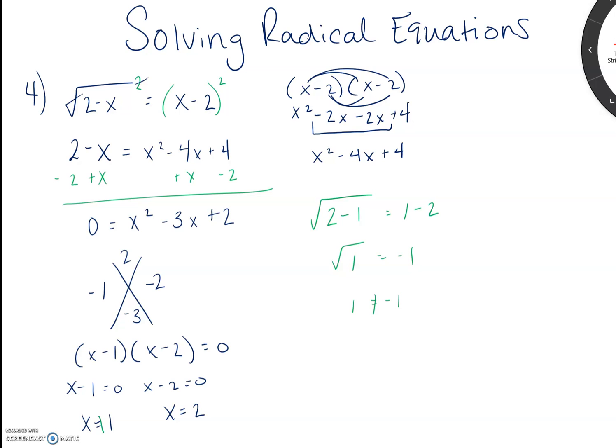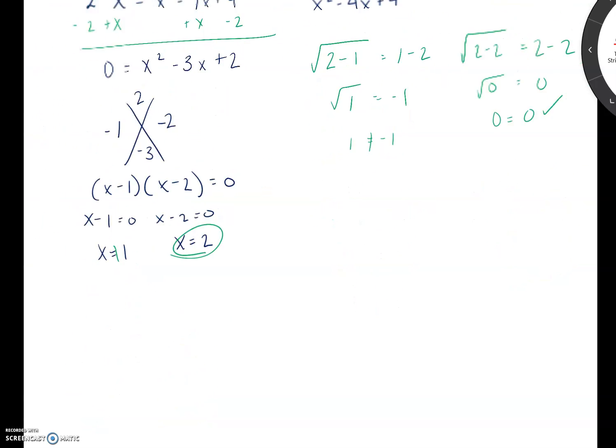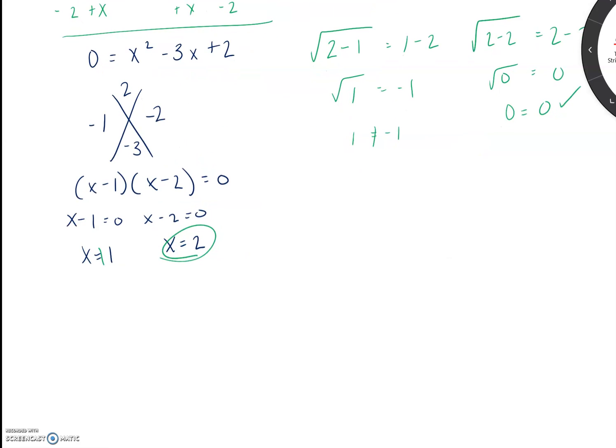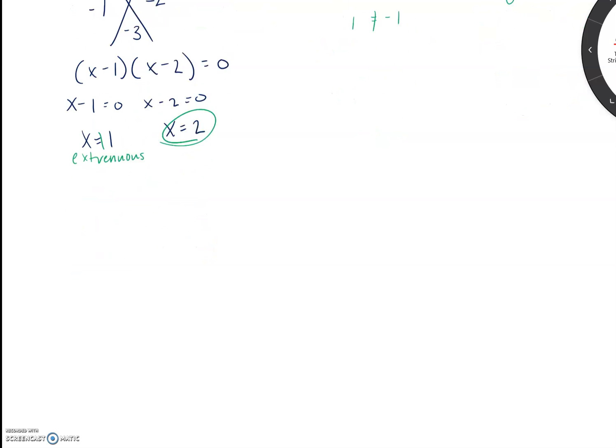Let's make sure that at least one of them works. Alright, 2 minus 2 is 0, 2 minus 2 is 0, square root of 0 is 0. Yep, that works. So our solution is x equals 2. And 1 is extraneous, meaning it is not a real solution. It is a solution, but not a real solution. Okay, so that was number 4.